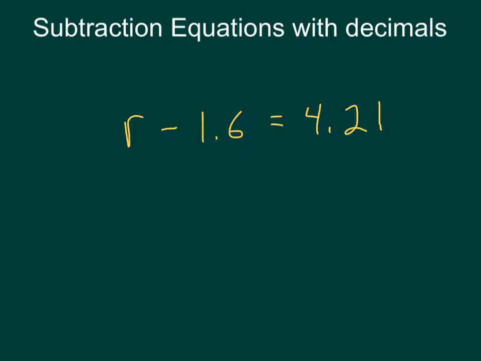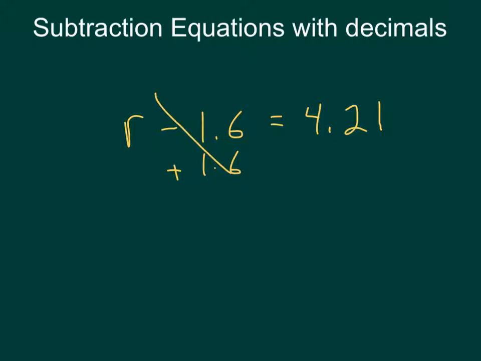So if we have an equation like this here, a subtraction equation which deals with decimals, I solve it the same way. So my goal is to get this variable, this r, by itself to see what it equals. So to do that, I see we're taking away 1.6 from r. So I want to do the opposite of this so I can cancel it out. So the opposite of minus is plus, so I'm going to add 1.6 to this side. Okay, that cancels it out.